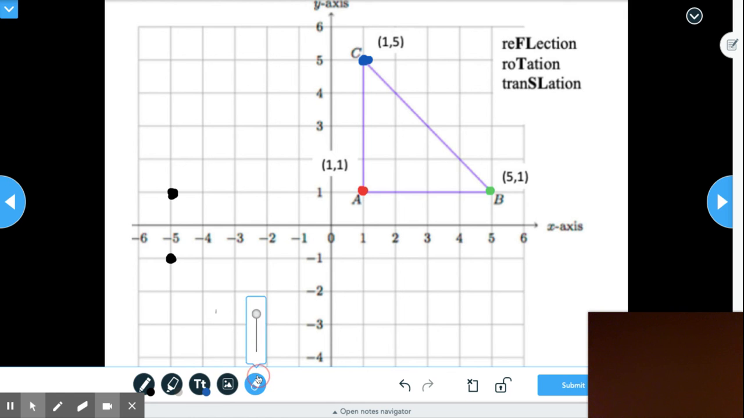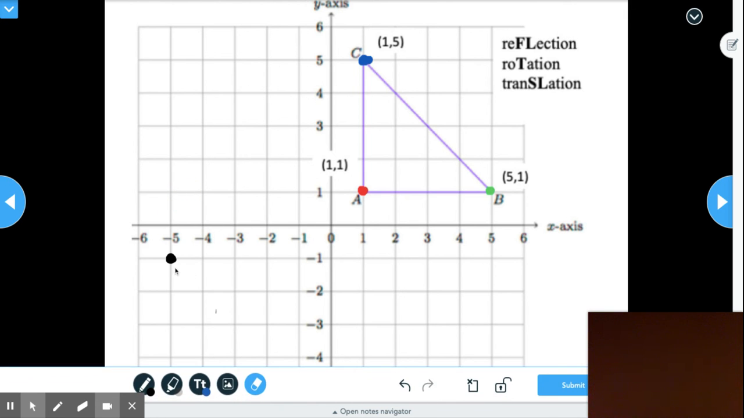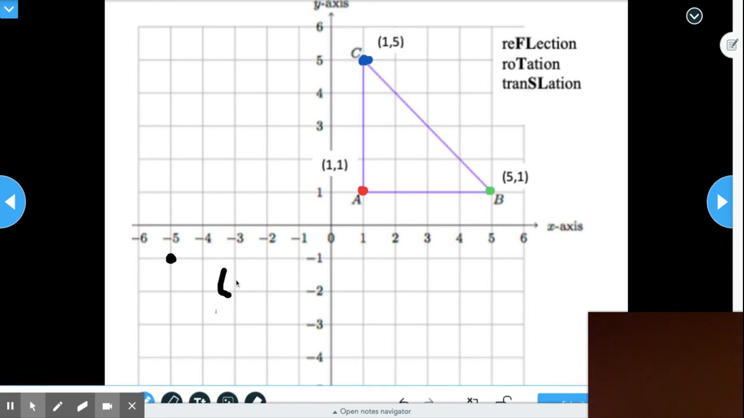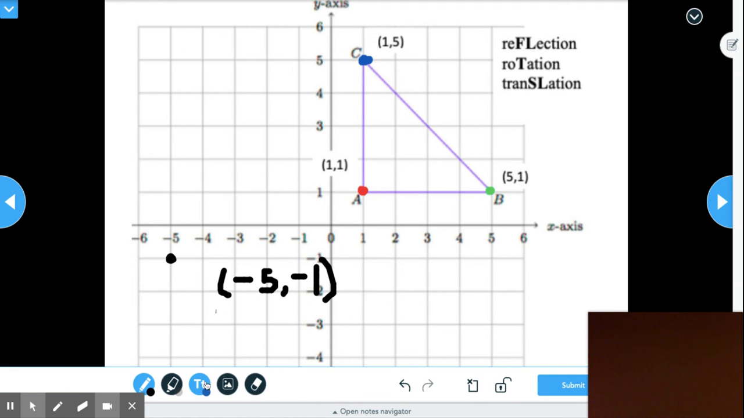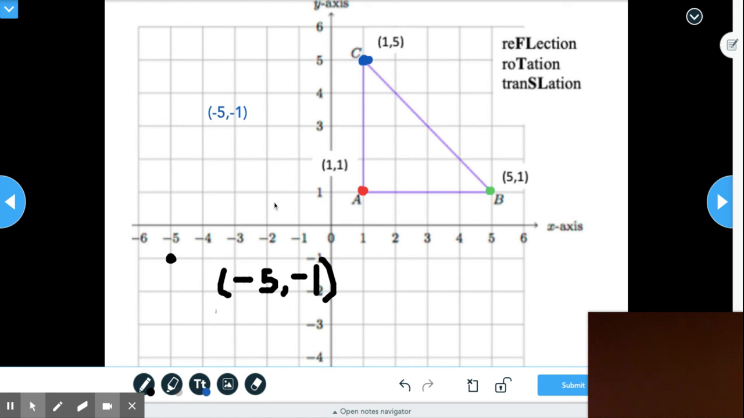I can erase my very first point because I am only interested in the final location. My final location happens to be negative 5, comma, negative 1. And if you prefer to write your answer using the text box, it's a lot neater, negative 5, comma, negative 1.